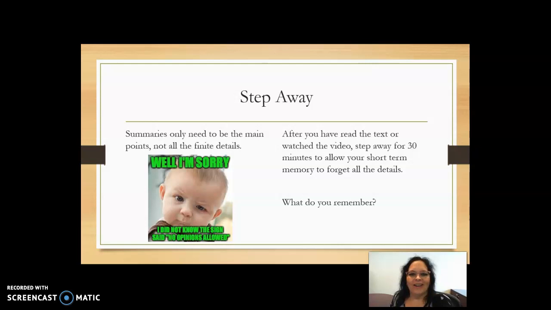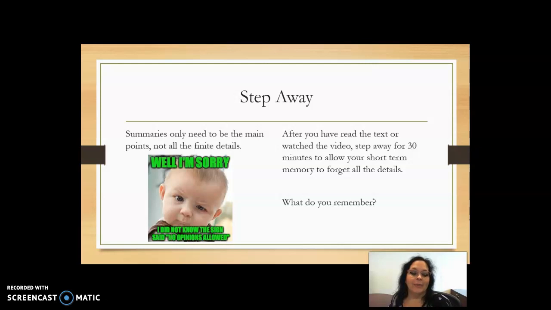Not step 4, step away. Because you want these summaries to be your words, not theirs. You don't want to quote from them unless your professor asks you to. So if you step away for about 30 minutes, you're going to forget all those little finite details. So when you come back and only write what you remember, that's probably going to be the most important points. And then double check to make sure that you're not copying what they said.